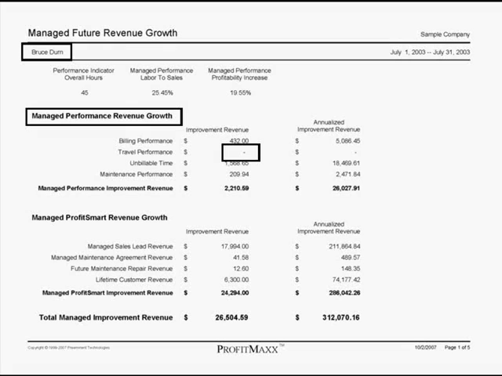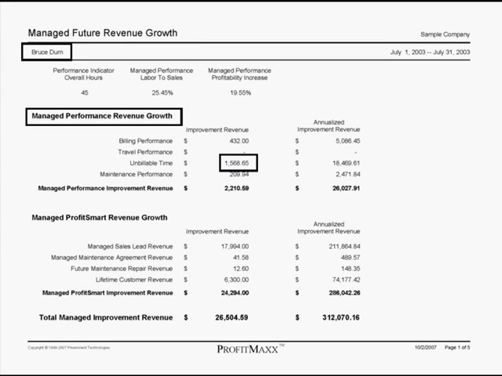Next, the travel performance. This is Bruce's bottom line potential revenue increase from the travel performance analysis report. For this month, Bruce's potential increase is 0. He met or exceeded our expectations in this category. This being the case, the annualized increase is also 0.